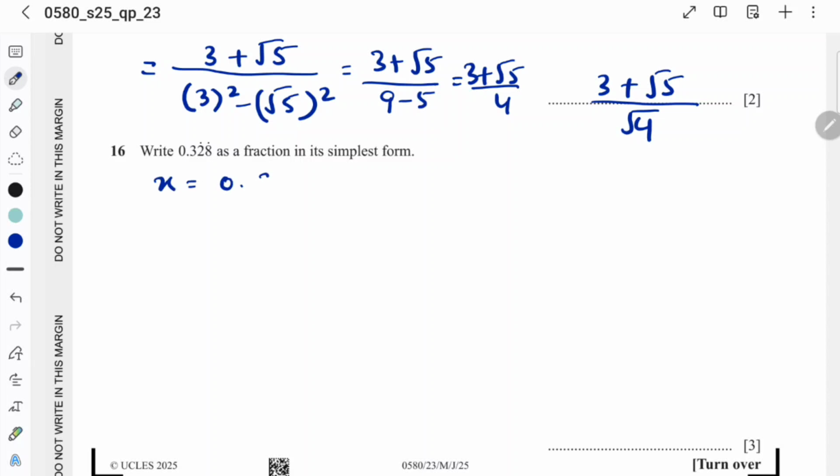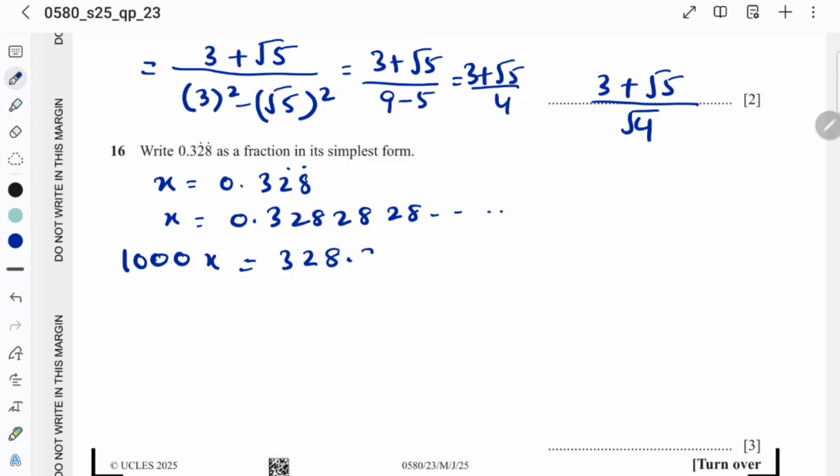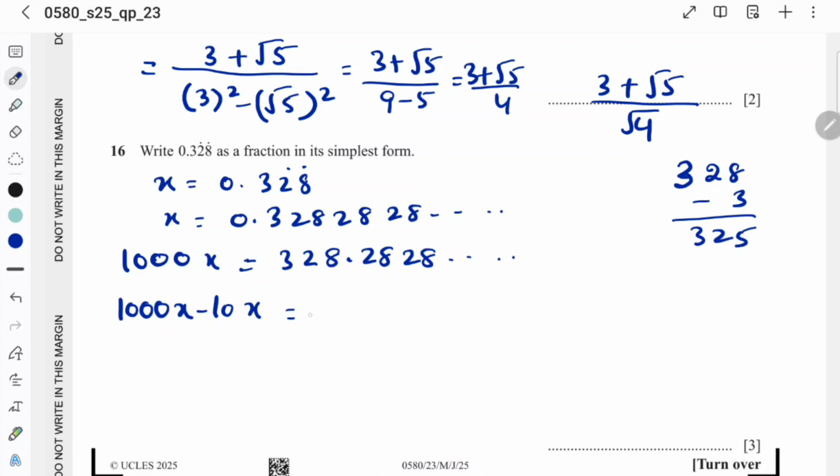Now question number 16, recurring decimal 0.328, x equals 0.3282828, and then we have 3 numbers, so 1000x is equal to 328.2828 like this. And then you have just one number which is without the recurring decimal, so you minus 10x from there, 1000x minus 10x, and here 328, the number 3 is not the recurring or repeated number, so you just subtract 3 from there, so this is 325. So that is 990x equals 325 divided by 990.